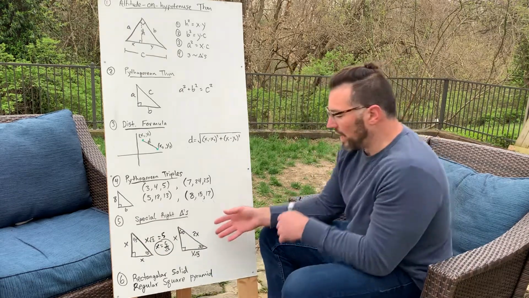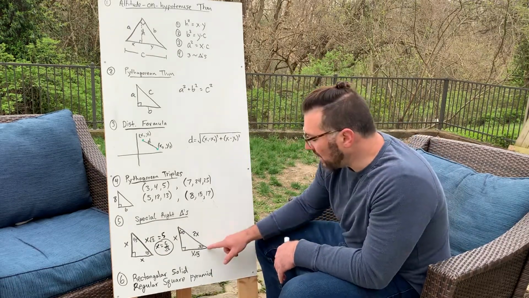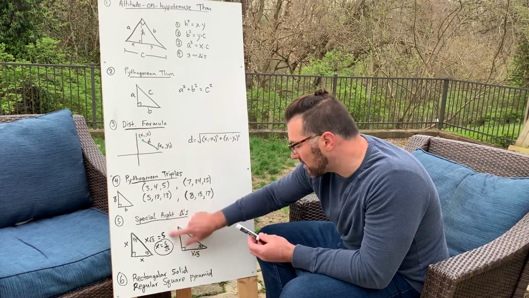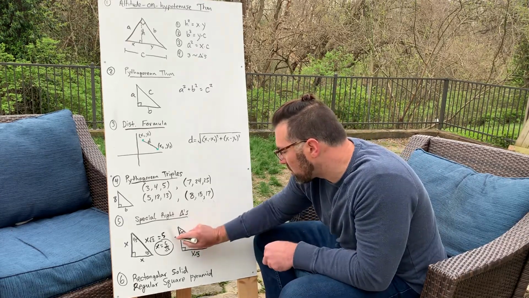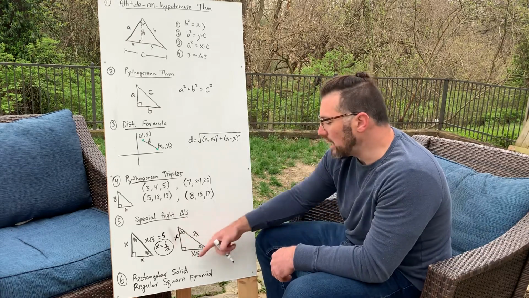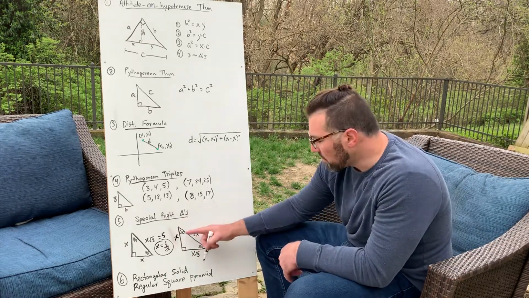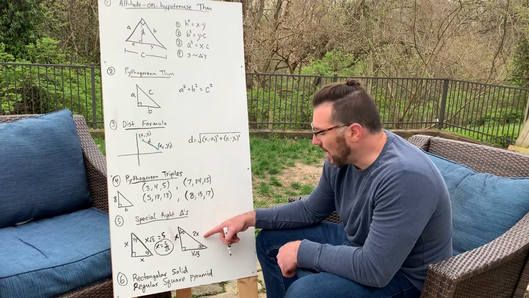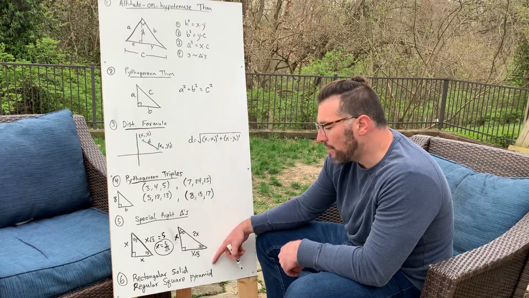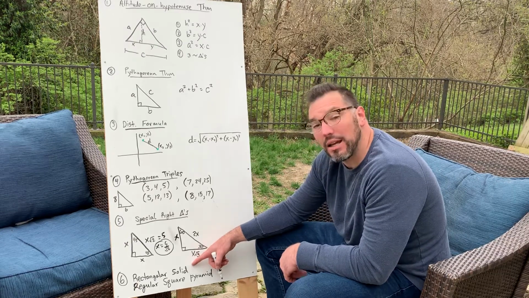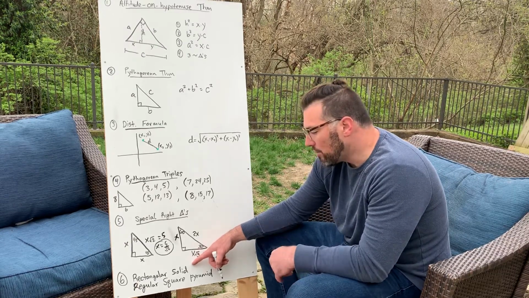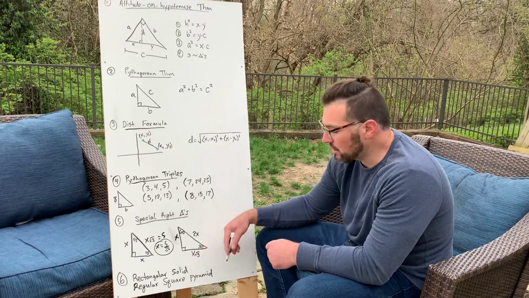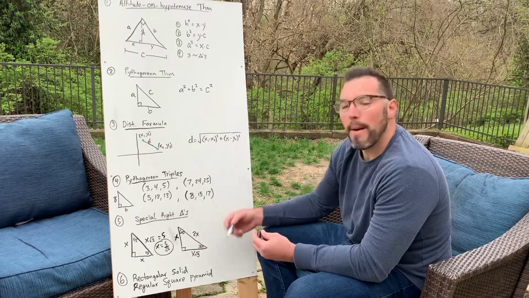And then also you've got the 30, 60, 90. The side across from the 30 is the smallest, and its value is x. Let's call it x. You've got to start somewhere. Well, there's a relationship between all the sides. And so the side across from the 60 will be x root 3. Side across from the 90, 2 times x. Lastly, make sure you know the stuff that we did yesterday about rectangular solids, and also regular square pyramids.